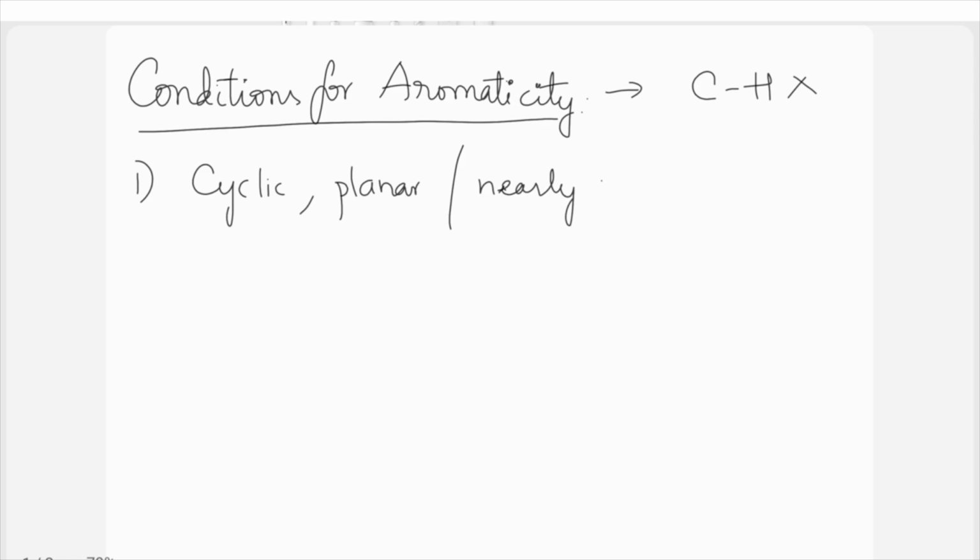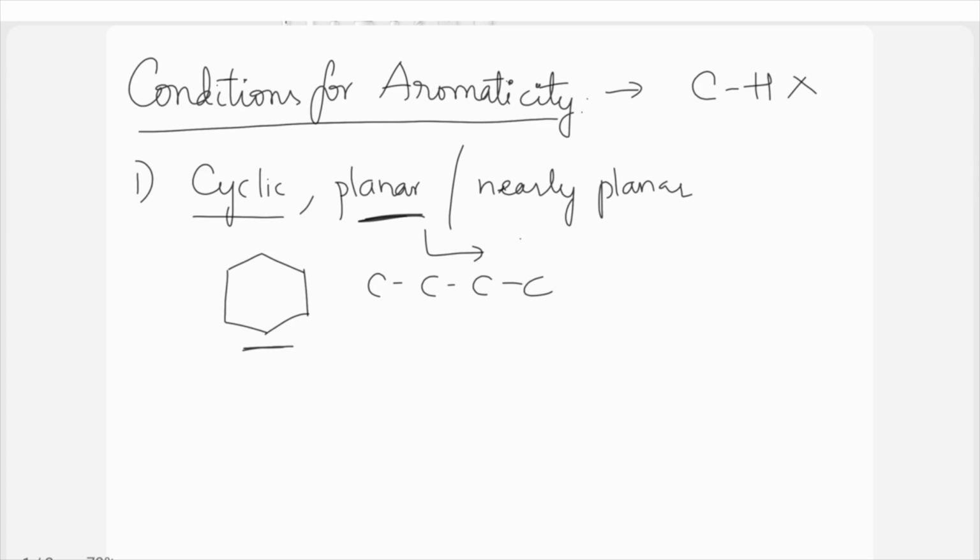The first and foremost condition is the compound has to be cyclic. Cyclic is nothing but a closed chain or ring. So instead of open chain compounds, we should have a closed ring. Such compounds are cyclic. And what do we mean by planar? Planar means the hybridization has to be sp2, or you can identify it as when all the atoms in the compound are on the same plane, then you call it a planar compound. So the first condition is that it has to be cyclic and planar.